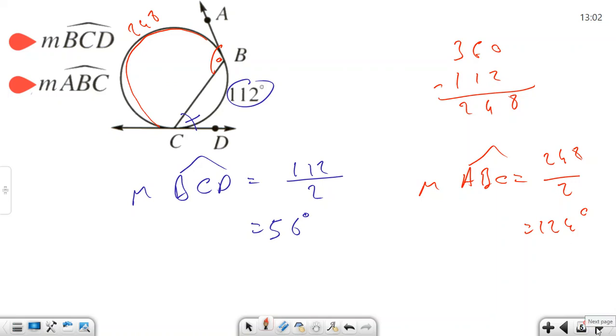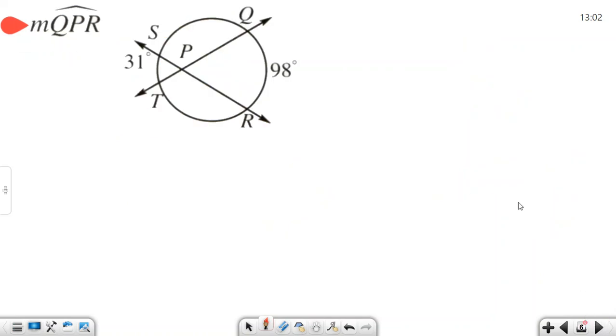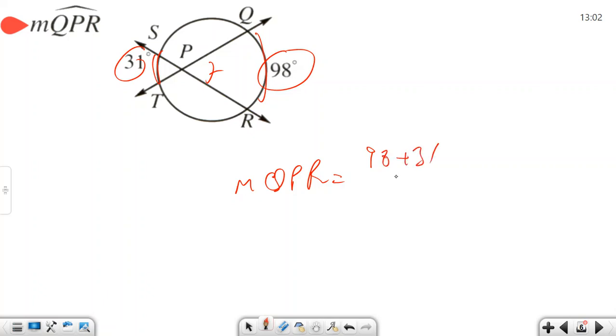Let's continue with another example. As you see, it's asking about angle QPR. What we know is that if the angle is inside the circle, measure of QPR is equal to 98 plus 31, these are the values of the arcs, divided by 2. That's 129 divided by 2, which is 64.5 degrees. That's all. So if it's inside, we add the arcs and divide by 2.